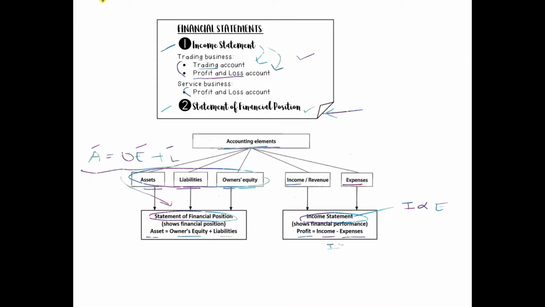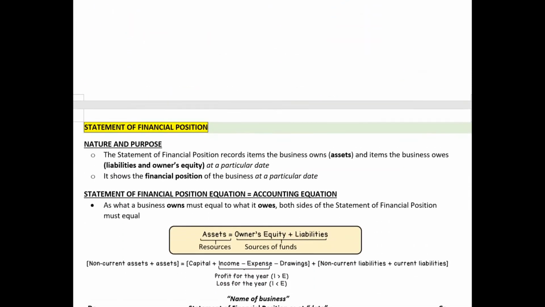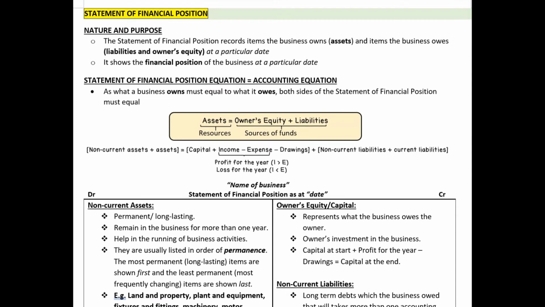So if income is more than expenses, then it will be profit. If the income is less than the expenses, then it will be loss, okay? So this is a quick recall. So now let's move on to the statement of financial position today, okay? Statement of financial position.